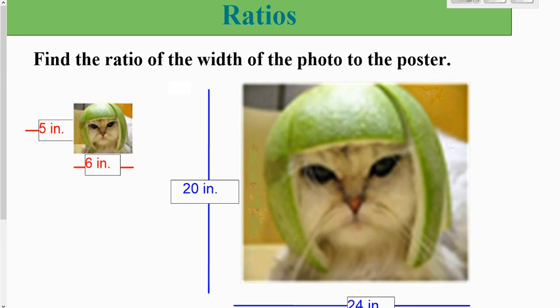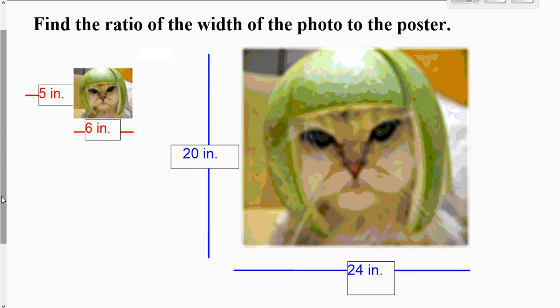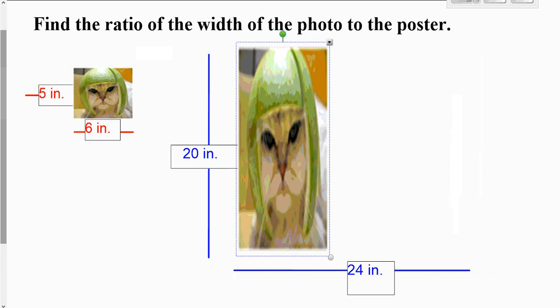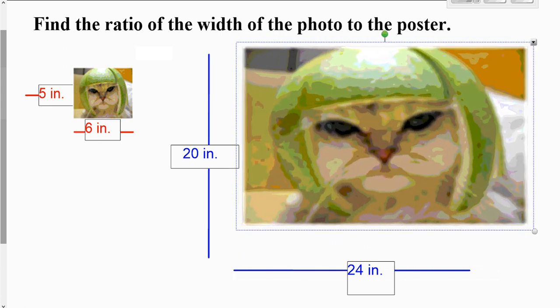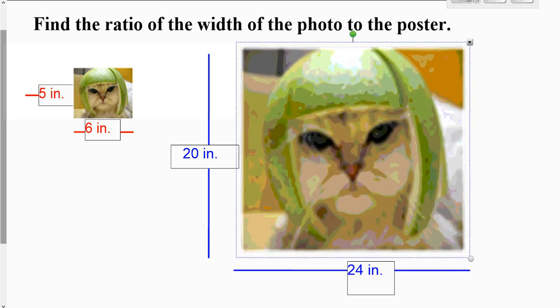So ratios, a lot of times we're going to talk about with our similarity and dilation. So when we shrink and grow things, we want to make sure they shrink and grow in a proper ratio. We want the width to grow in the same ratio as the height. If they don't grow in the same ratio, you can get images that are distorted like this or distorted this way. So when you grow an image, you want to make sure they grow proportionally so that they're the same.